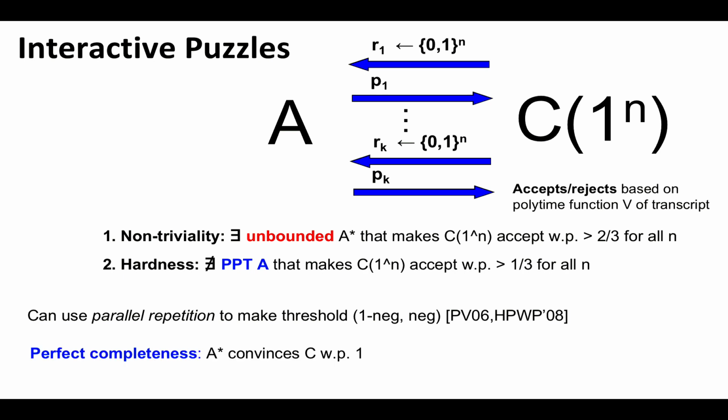All right, now let's get to this perfect completeness property. It's probably what you are all expecting now. We say that a puzzle has perfect completeness if this non-triviality condition actually holds with probability 1, in the sense that an unbounded attacker can always make the challenger accept. So no matter what the challenger does, I can always make him accept.